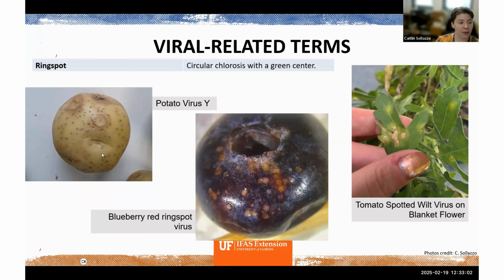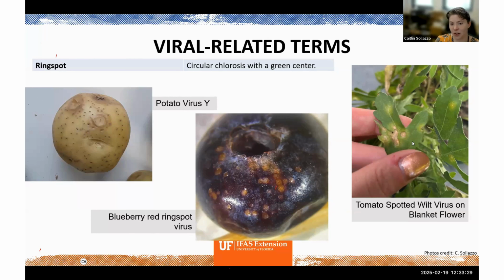This is a really confusing example because if you look at it, it almost looks like someone just stuck their thumbprint in there. But this is actually a virus. It's potato virus Y. And again, viruses have those ring spots sometimes. So this is an example on blueberry, and it's a little bit harder of an example because potentially it could have been a bacteria or fungi, but it was tested to have a virus.